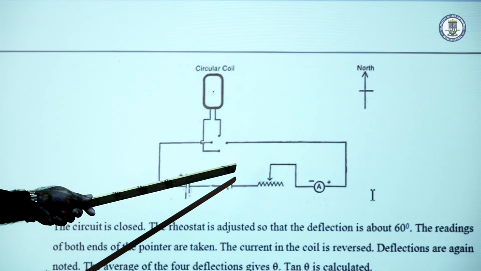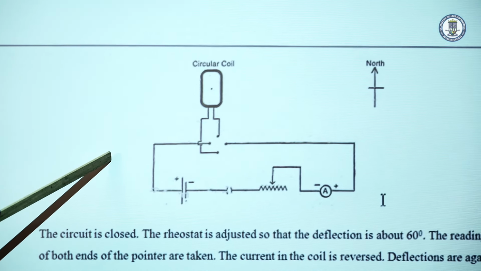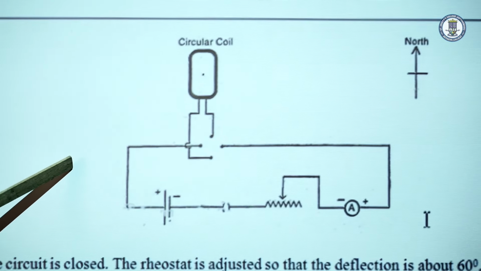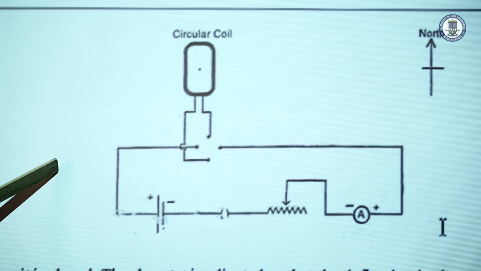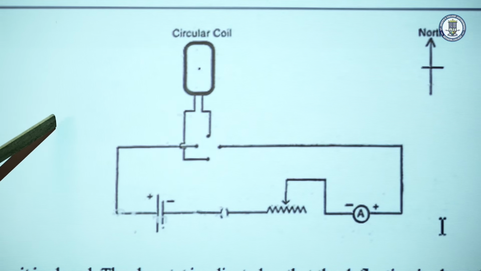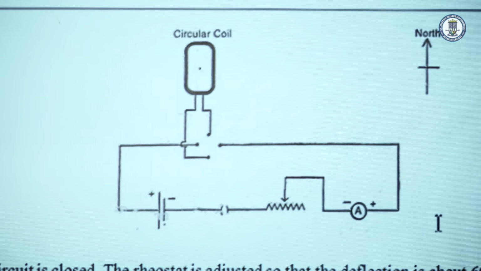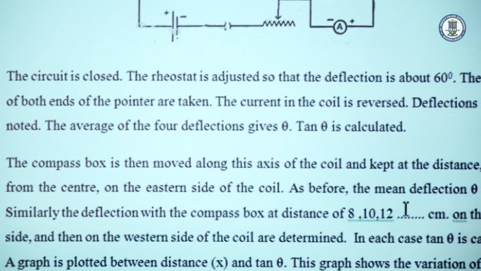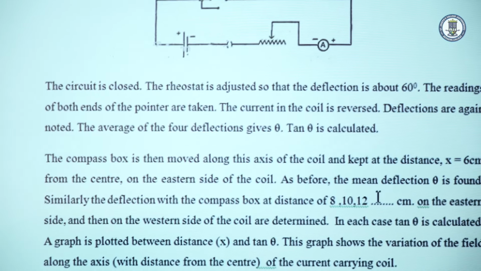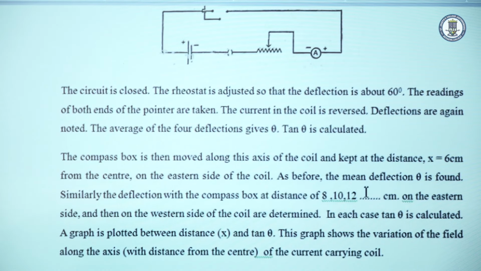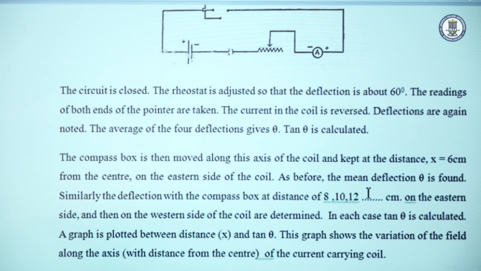Then the compass box is placed on the other side, that is the western side, at the same distance of 6 centimeter. Then for the same current I, we obtain the deflections 5 and 6. The commutator is reversed and we obtain the deflections 7 and 8. Then we have obtained 8 deflections. The mean deflection theta is calculated, and from that tan theta is calculated.